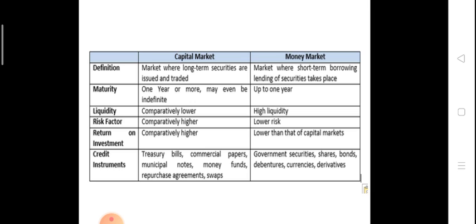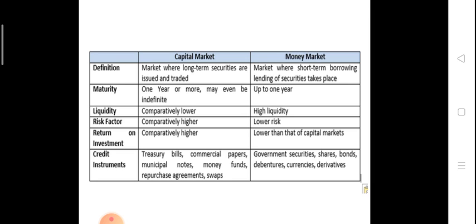The primary role of this market is to move investment from investors who have surplus funds to the ones who are running a deficit. Now there are some bases on which we differentiate the money market from the capital market. Number one is the definition. The market where long term securities are issued and traded is known as the capital market, and the market where short term borrowing and lending of securities take place is known as the money market. Now maturity period: in the capital market the maturity period is 1 year or more, even indefinite, and in the money market it is up to 1 year.